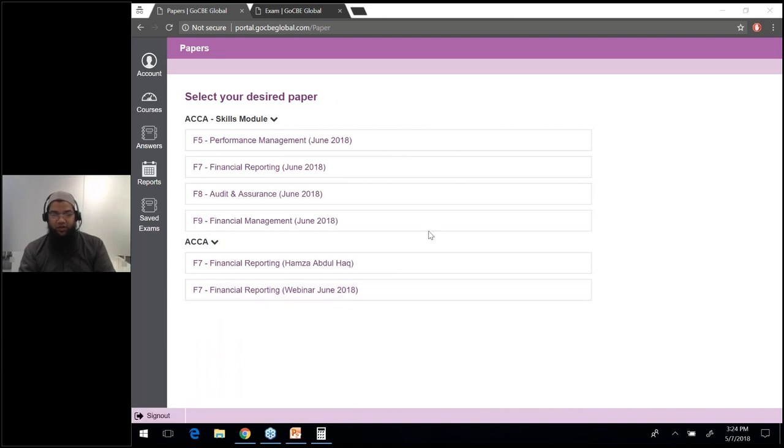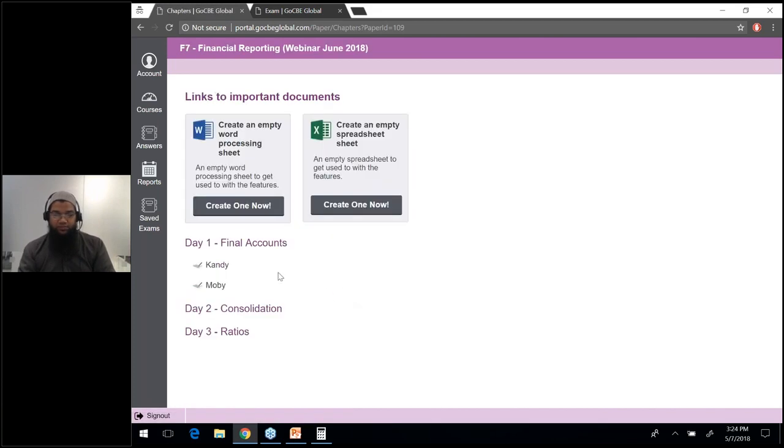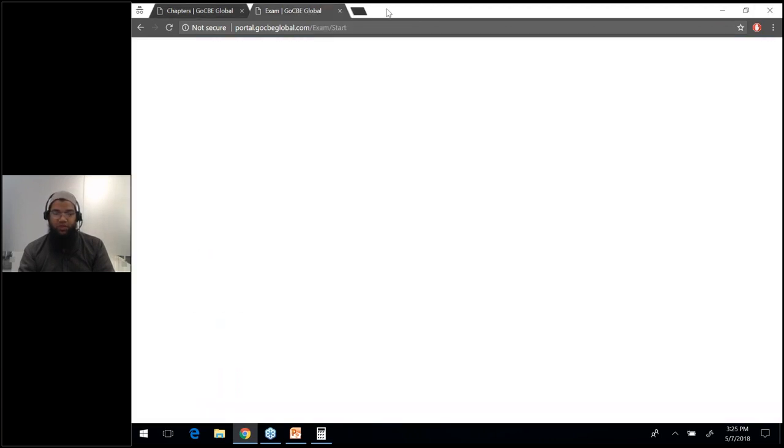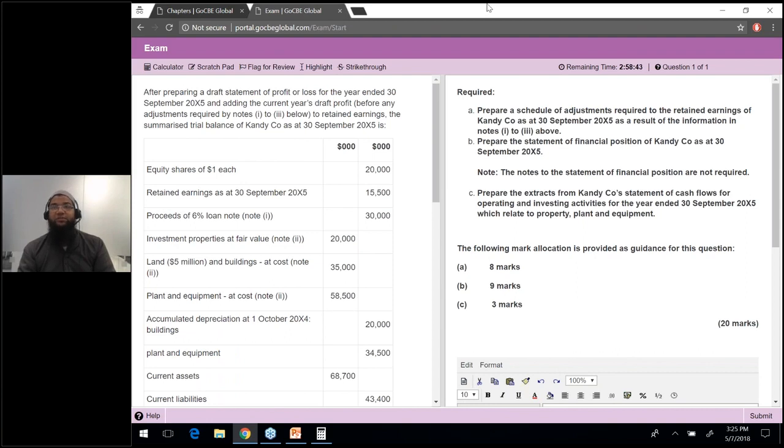This is the course right now. No, this is not the specimen paper. This is the material that we will be solving in the webinar. So I'm solving the question of Candy first, and then we'll be solving the second question of Moby. So let's start the question.